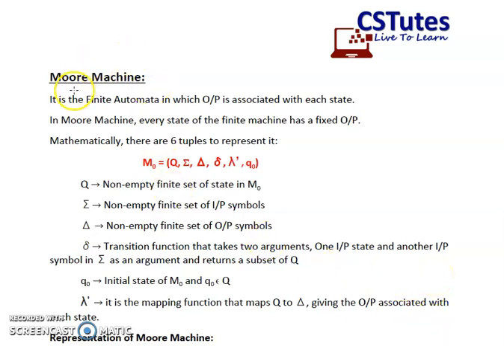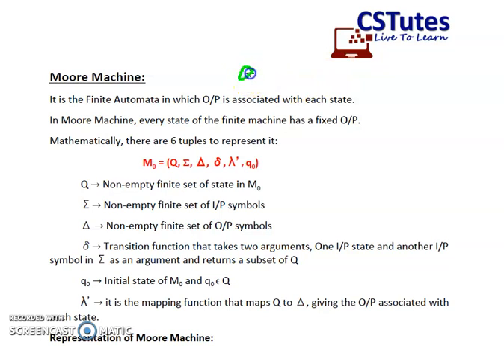Today we are going to discuss Mealy machine. Mealy machine is a finite automata just similar to our DFA and NFA. But the only difference is that in this, output is associated with each state. Let's take an example. Suppose we talk about a DFA.